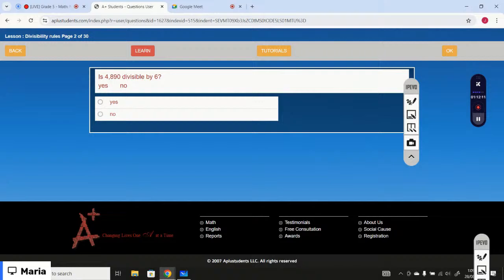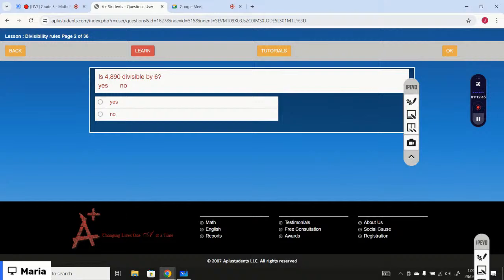Is 4,890 divisible by 6? So which is the correct option? So you have to see if 4,890 is divisible by 6. So you need to learn the divisibility rule for 6, right? So let me just tell you the divisibility rule for 6.